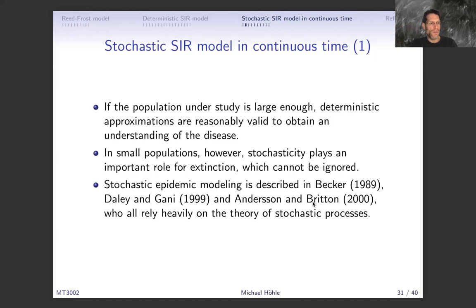So the first model we looked at, the Reed-Frost model, and the models we will look at in this section are all so-called stochastic epidemic models. Here are some references where you can look a little bit more about those types of models. However, it quickly becomes clear that these models rely heavily on stochastic process theory, which is not something we will expect you to know a lot about while taking this course.